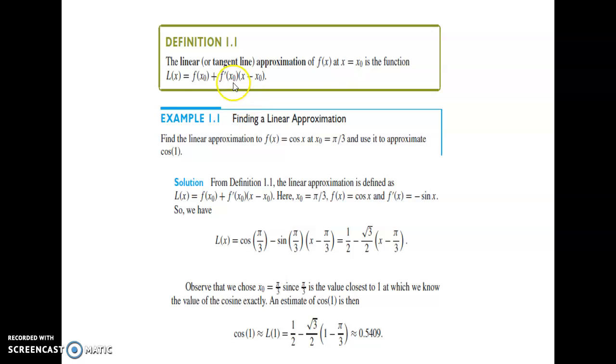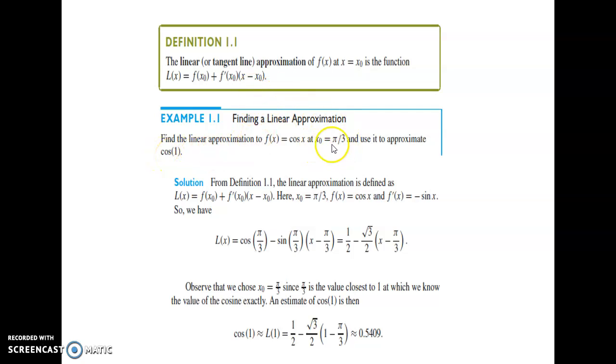Let's take an example. This is the formula. The linear approximation of f of x at x equal to x naught is given by this, and it is also called the equation of the tangent line. Let's find the linear approximation to this function at this point, and then use the same thing to approximately find the cos of 1.